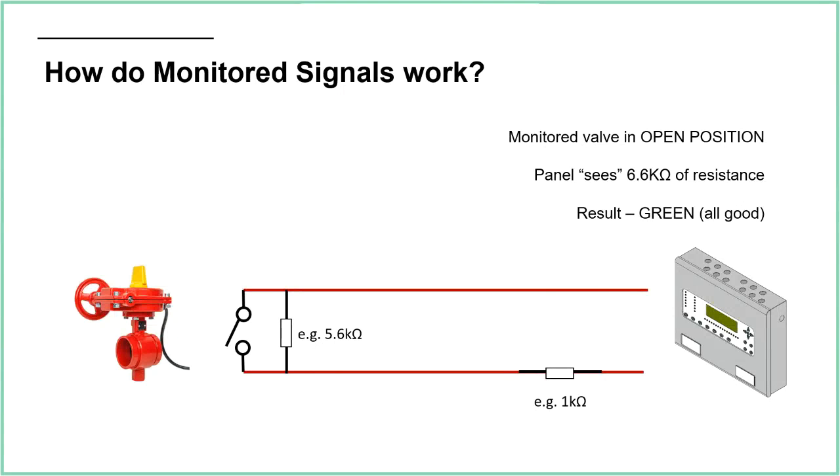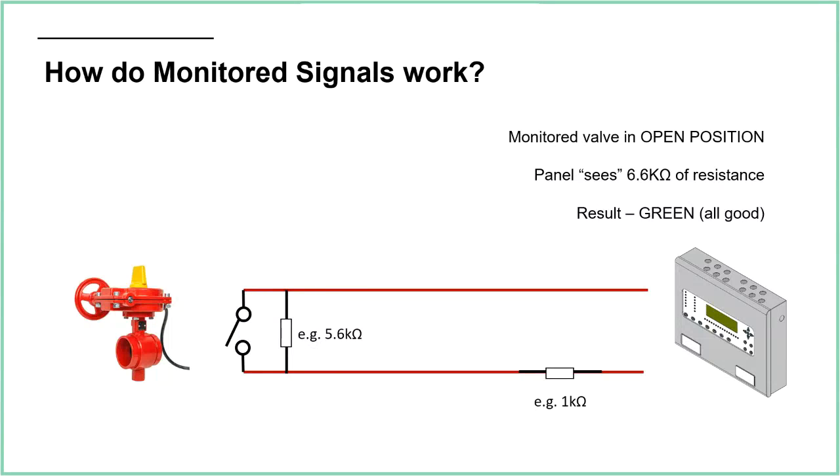Now, when there's a very small amount of current, these are called volt-free lines. So just a very small amount of current is going through this line, coming round this circuit. It can't go through the switch because that's open, but it'll go through both of these two resistors, the 5.6 and the 1 kilo ohm resistors. So the panel will see them both: 6.6 kilo ohms of resistance, ish, plus the resistance in the cables, I guess.